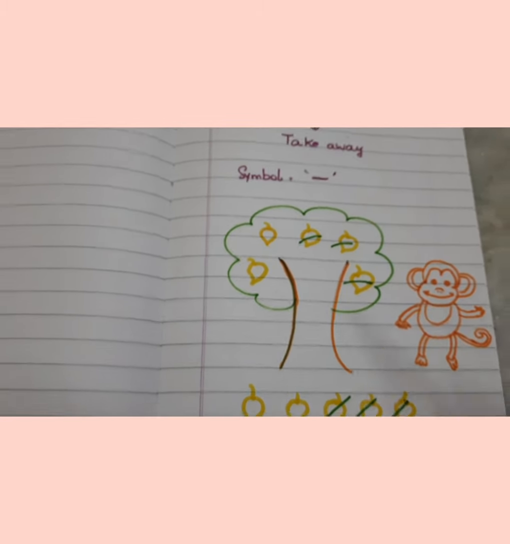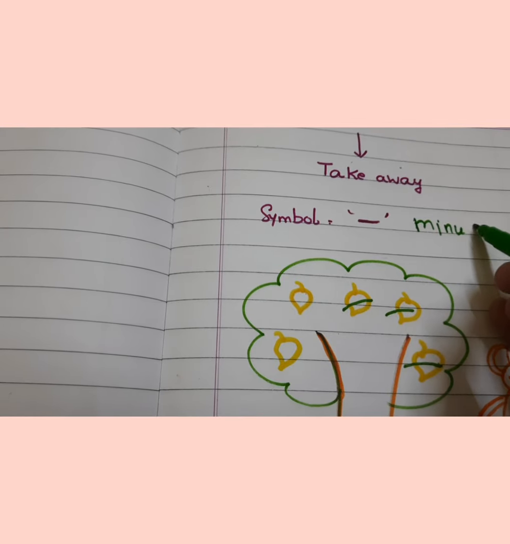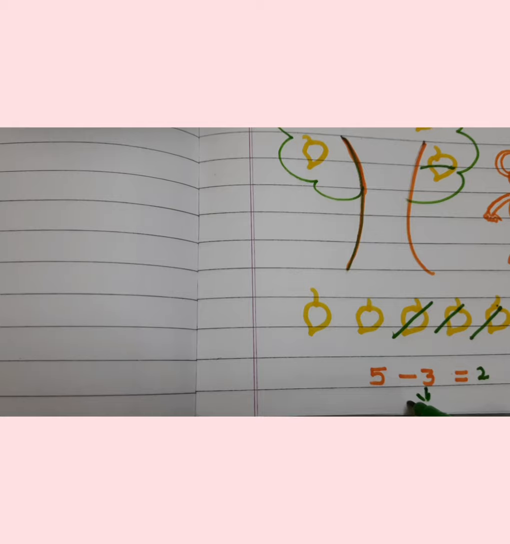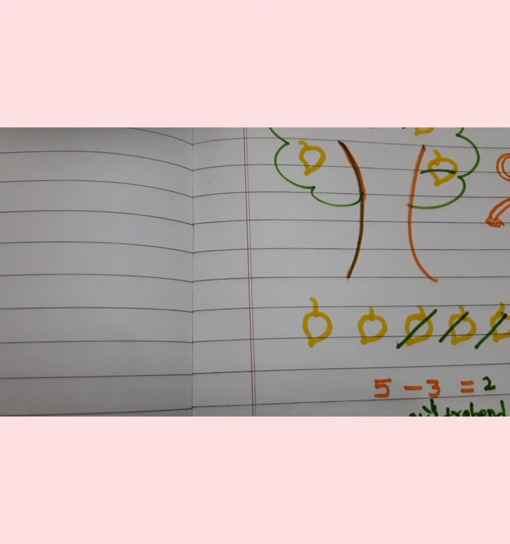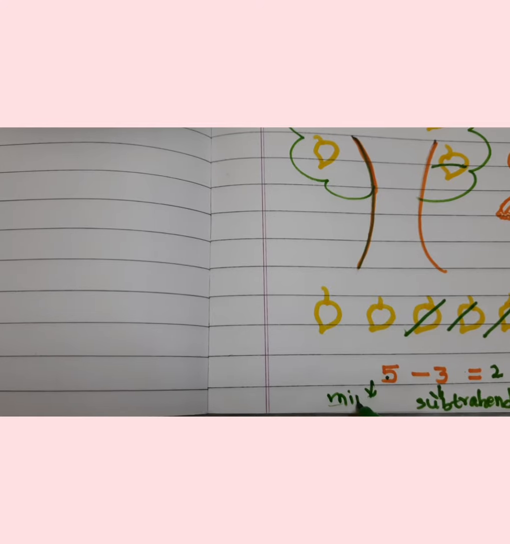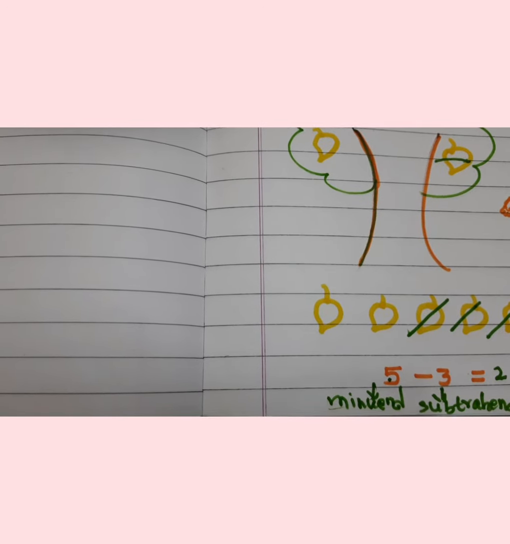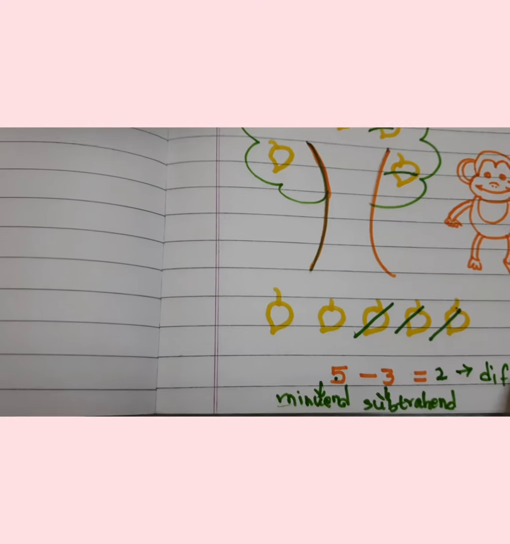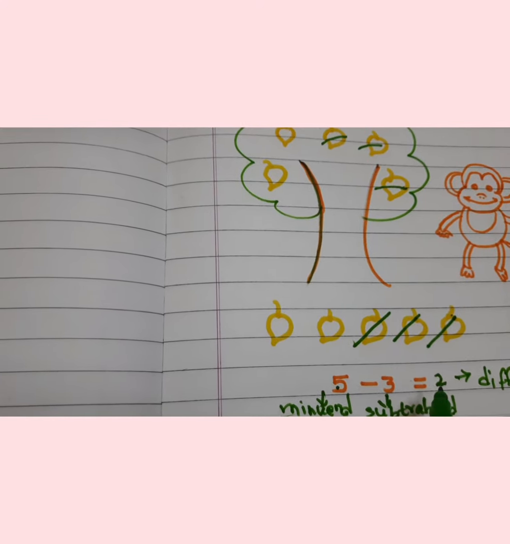Subtraction means taking away, and the symbol of subtraction is minus. M-I-N-U-S. The number that is subtracted is called the subtrahend, S-U-B-T-R-A-H-E-N-D. The number from which it is subtracted, 5, is called the minuend. Minuend, subtrahend. And the answer after subtraction is called the difference.